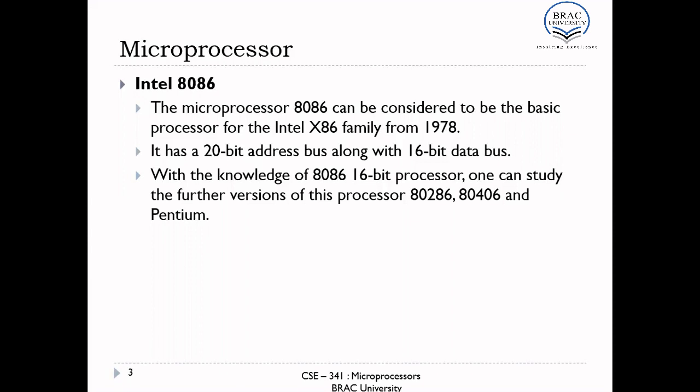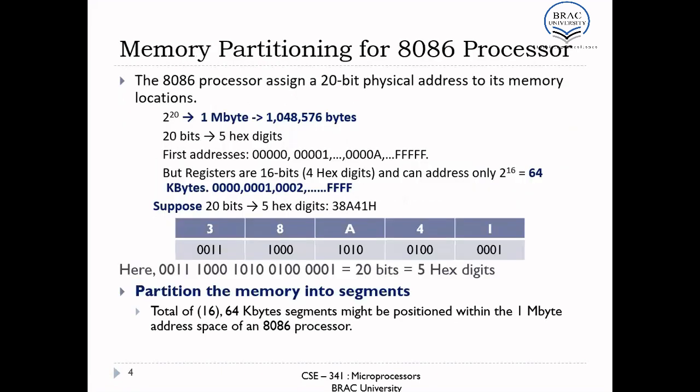8086 has a 20-bit address bus and a 16-bit data bus. Here 16-bit data bus means it can read and write 8 or 16 bits data at a time. From your previous lectures, you all know about the functionality of data bus and address bus. 8086 has a 20-bit address bus, and with 20-bit address lines, it can address up to 2 to the power 20 bytes. This will amount to 1048576 bytes, that is 1 megabyte. Here 2 to the power 20, where 20 bits means 5 hexadecimal.